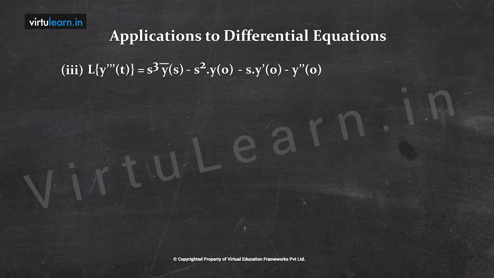These three formulas are very important, and here we are getting some y of 0, y dash of 0, y double dash of 0. All these things we are getting. These are nothing but initial conditions. They will be given in the problem. Without initial conditions, we cannot solve the problem.